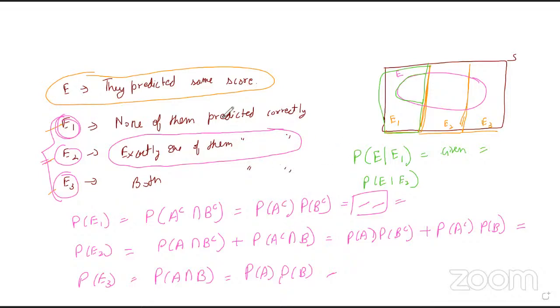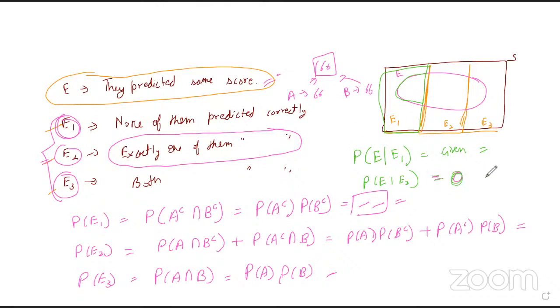So it is not possible that they have predicted the same score. Because suppose 66 is the correct prediction and predictor A said 66. If predictor B also said 66, then they both must be right, right? But we are saying that exactly one of them predicted correctly. So it is not possible to predict the same score in this case, right? So it's 0.